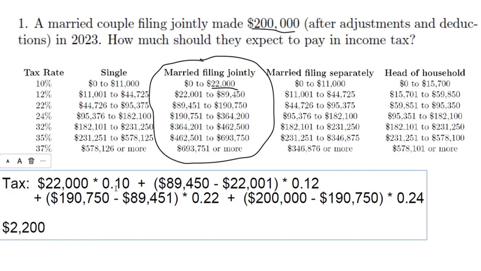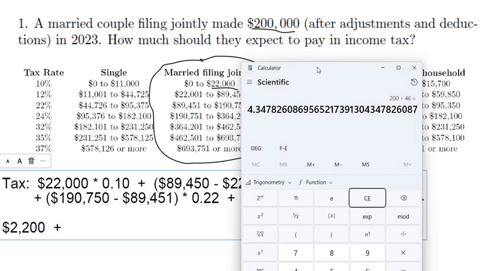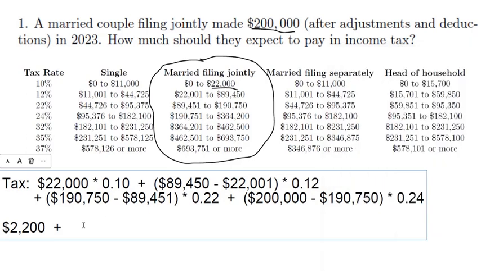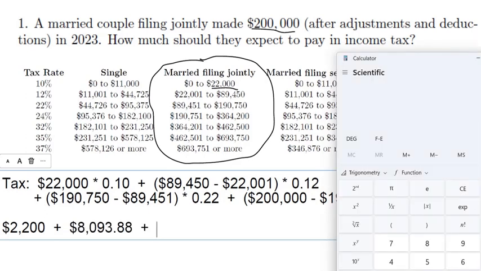So the first one, 22,000 times 10%, that's $2,200. Then we've got to subtract those two numbers first. That's why I put them in parentheses. So the amount of money we made that is in the second row, times 0.12, that's $8,903.88.